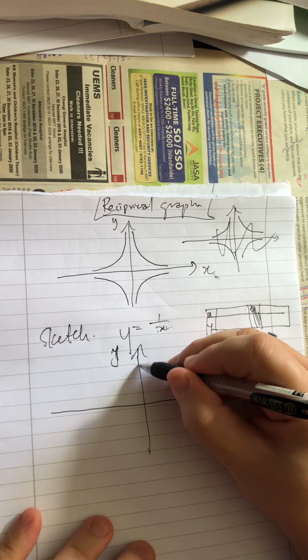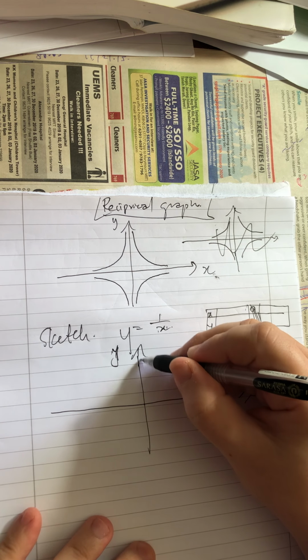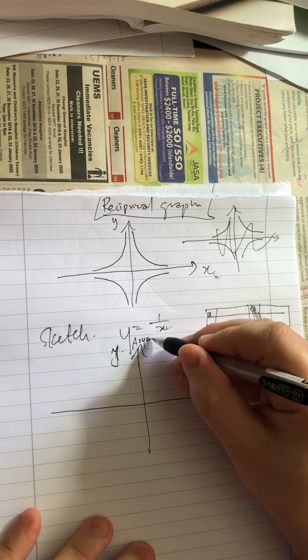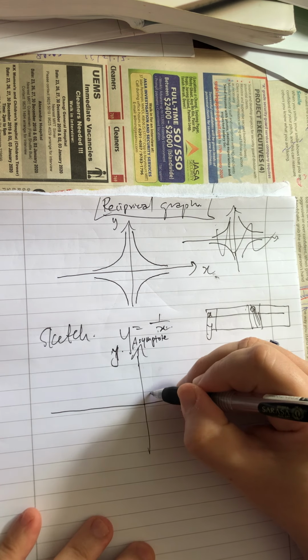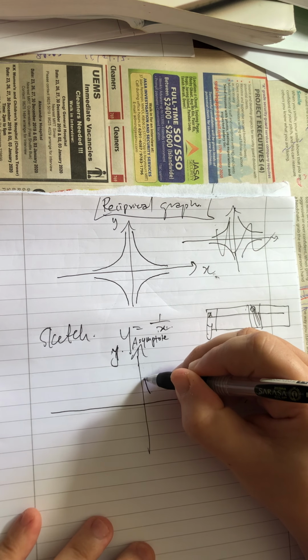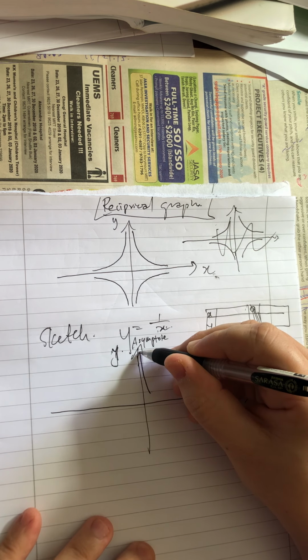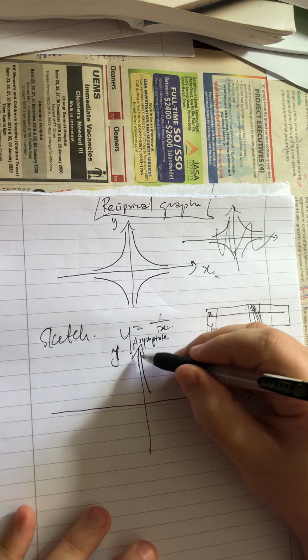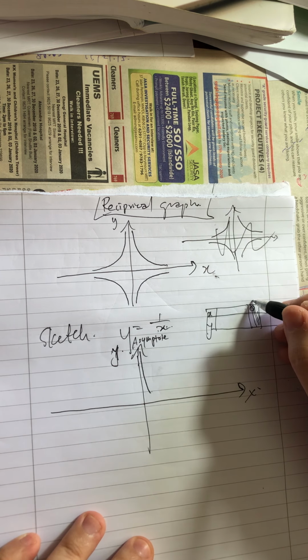Meaning to say that this y-axis is an asymptote. Okay, you cannot touch this. The line will go nearer and nearer to it, but you will never ever touch this. What do I mean by nearer and nearer?